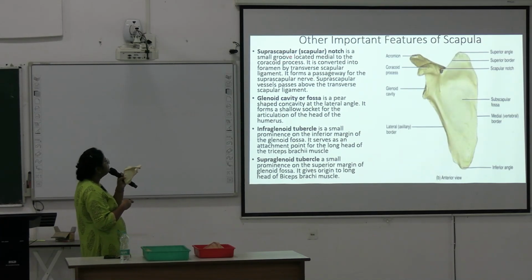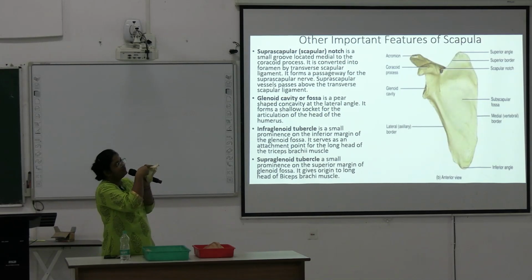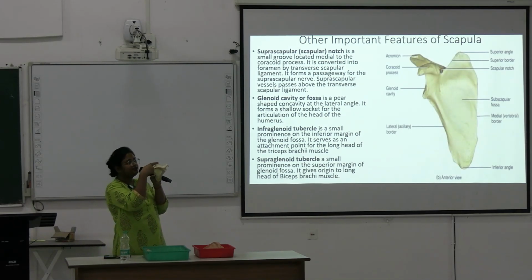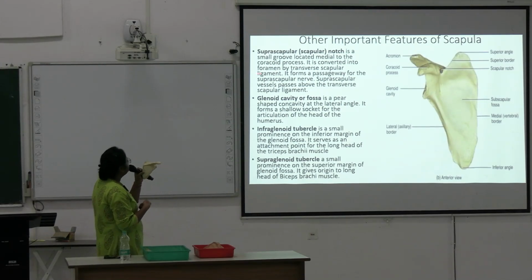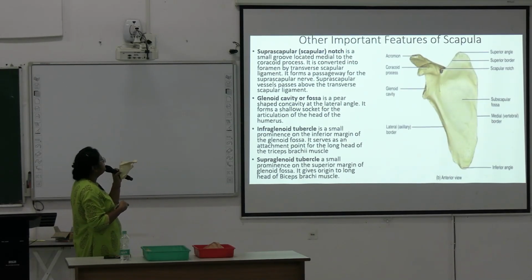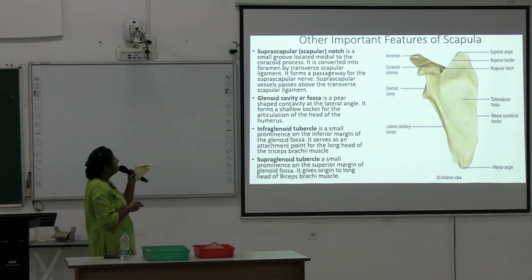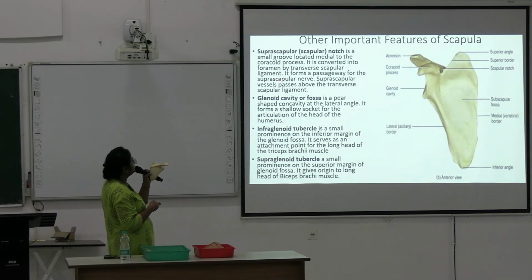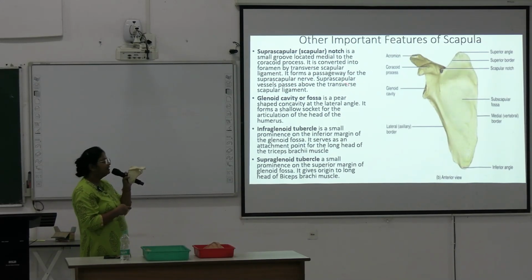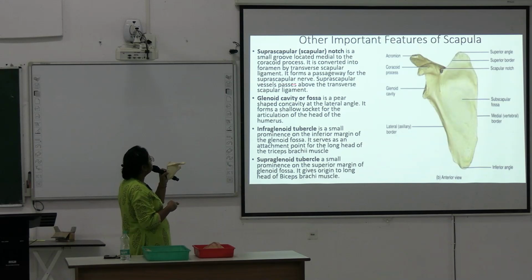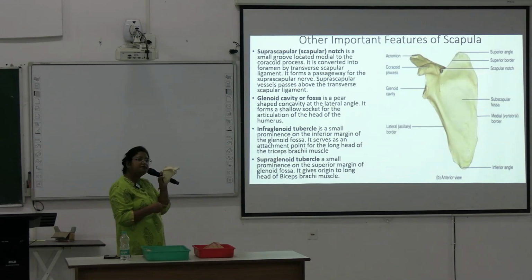First is the suprascapular or scapular notch here along the superior border at the junction of superior border with the coracoid process. This notch is the scapular notch, also known as suprascapular notch. So it is a small groove located medial to the coracoid process, converted into a foramen by transverse ligament. It forms a passageway for the suprascapular nerve, and suprascapular vessels pass above the transverse ligament.